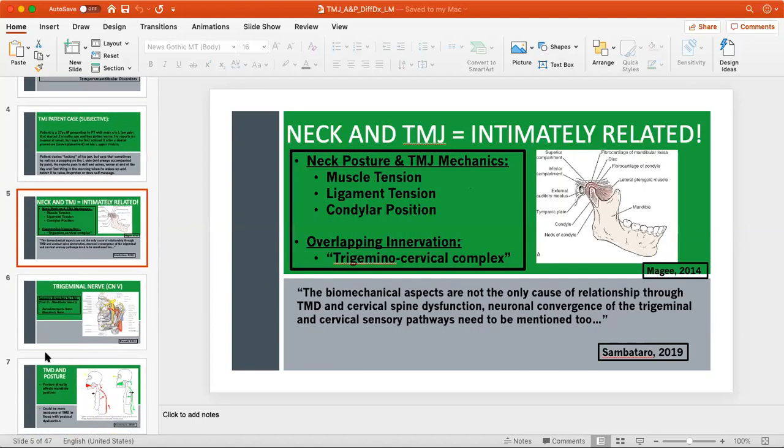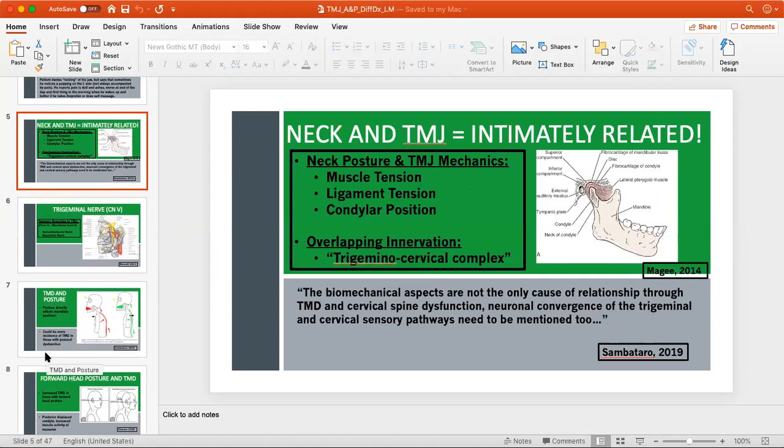Okay, so the first thing I want to introduce with TMJ is the idea that the neck and the TMJ, temporomandibular joint, are really intimately related. So neck position and neck function have a great degree of relationship and repercussions at these joints of our jaw. Poor neck posture, poor head posture, and specifically a lot of times what we're talking about is a forward head posture, can place increased muscle tension on the muscles of mastication around that TMJ. They can increase ligament tension around that joint, and they can affect condylar positioning in the joint.